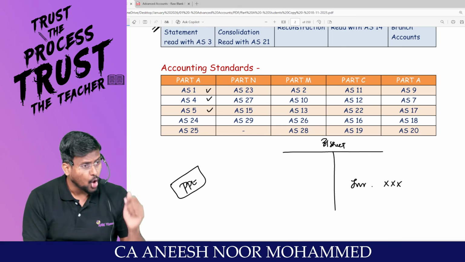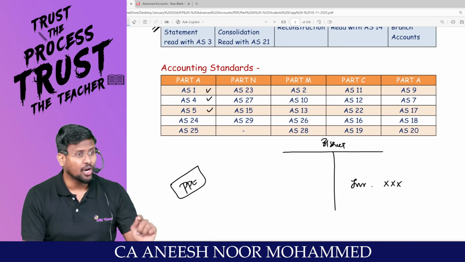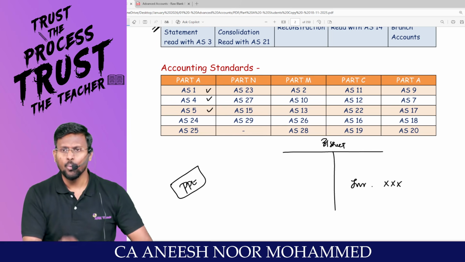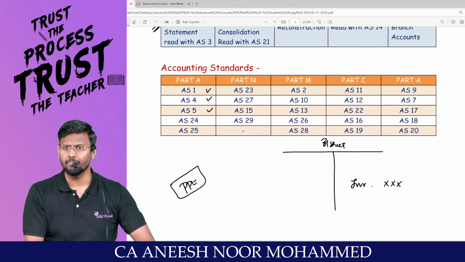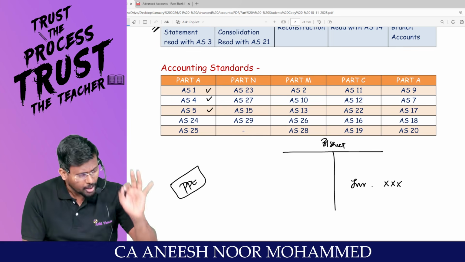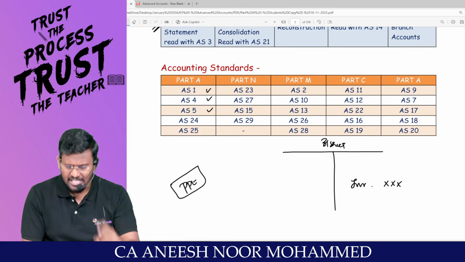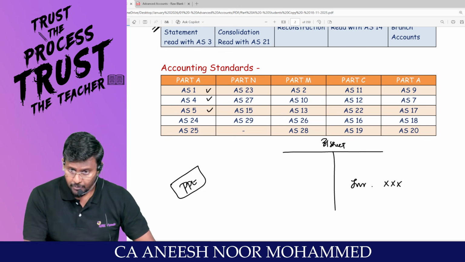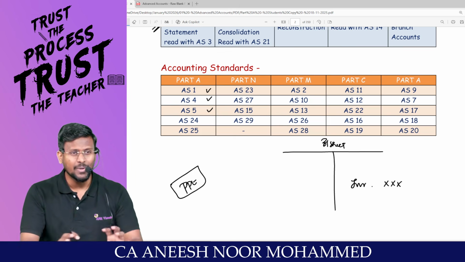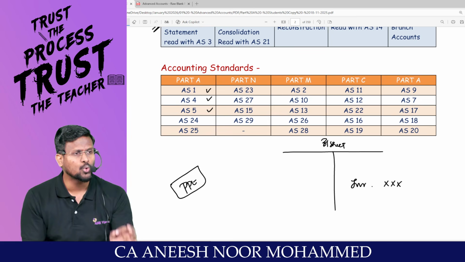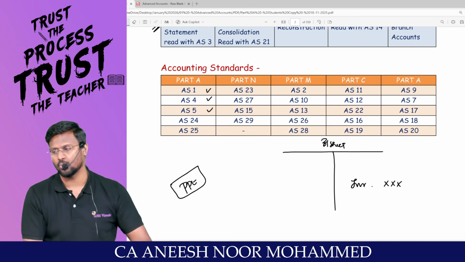What are ordinary items? What are extraordinary items? What are exceptional items? What are normal items? What are abnormal items? All this has been explained in AS5. So AS5 is giving a direction on how to prepare the profit and loss account.